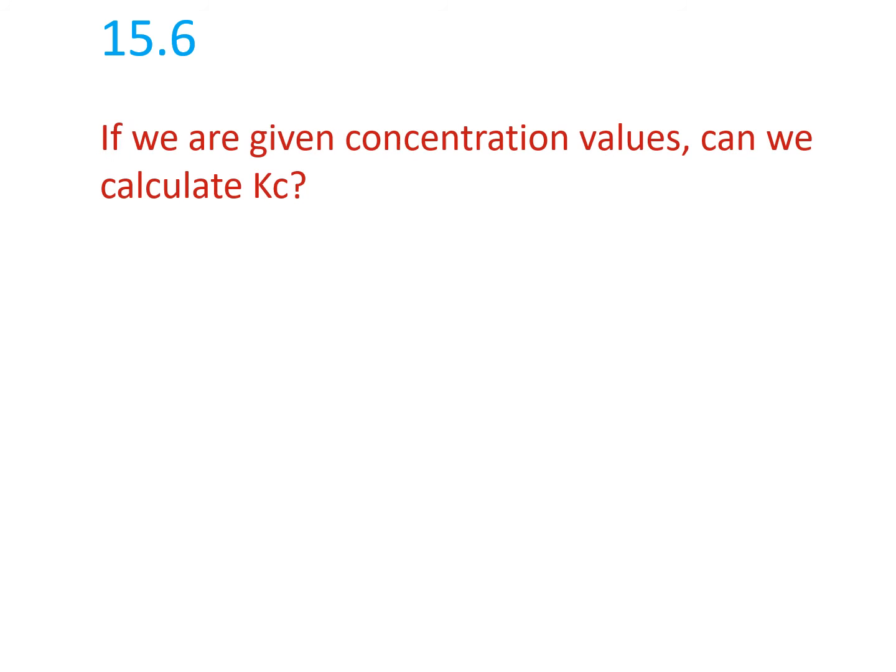So far, we've been talking about just setting up a formula for our equilibrium constant, and we haven't even plugged any values in. So I guess the question is, if we're given concentration values of our products and our reactants, can we actually calculate a value of our equilibrium constant? And the answer is yeah, we can. It's basic math. So how is this going to look?